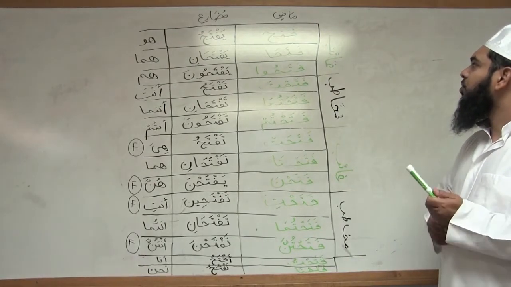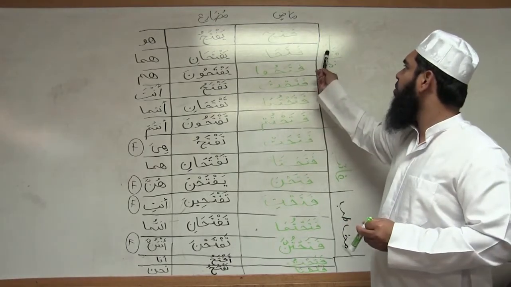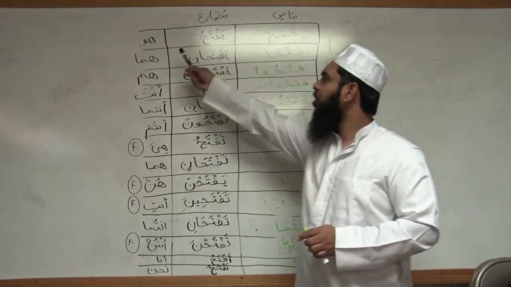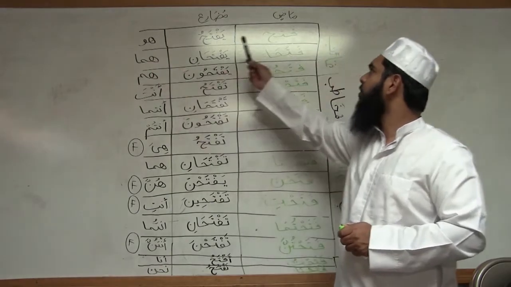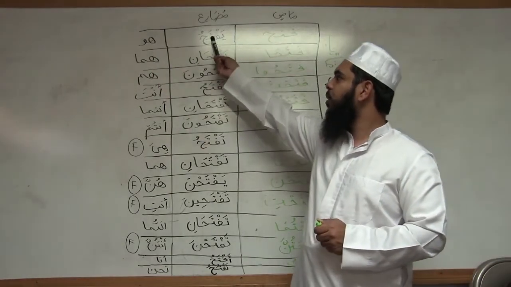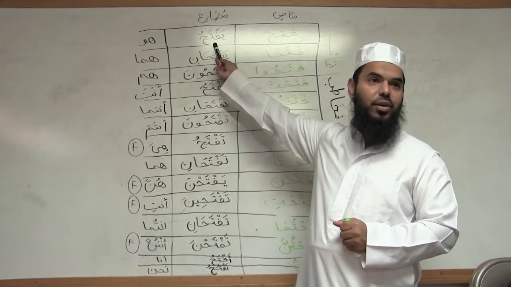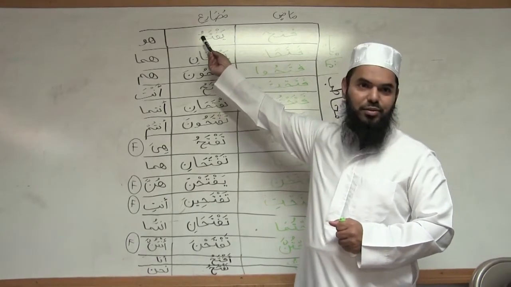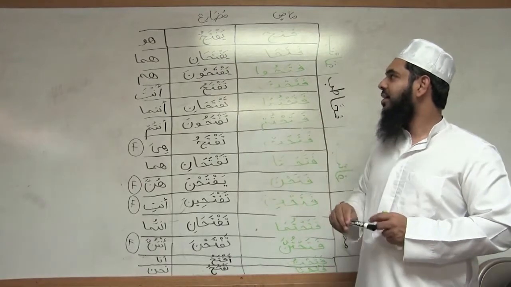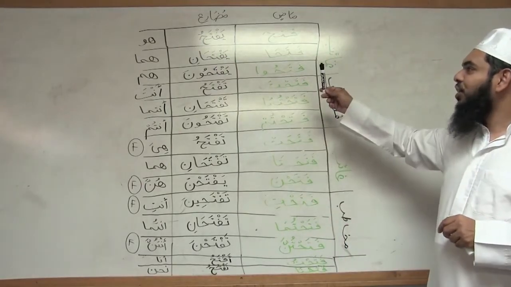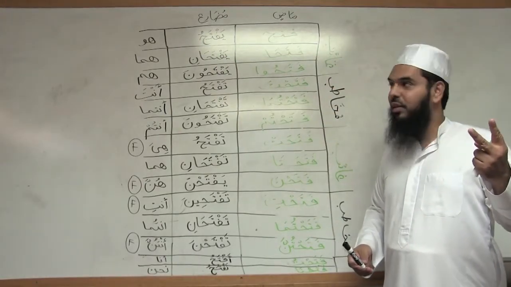طيب. So, if we're talking about ghaib, madi, and somebody who's a male, a single male, we're talking about fataha. If we're talking about mudari', what do we say? Not everybody at once, man. Come on. Yaftahu. Tayyib? I said it. Excellent. Now, if you're talking about two people, right?